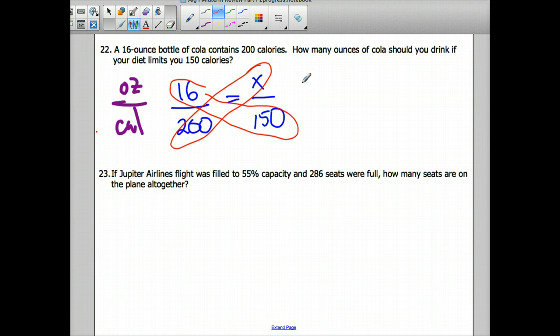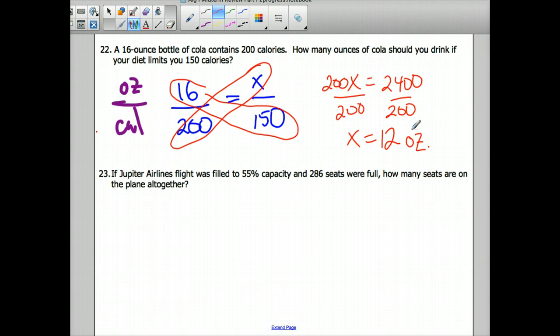and solve. So I have 200 times X equals 16 times 150, which is 2400. Divide each side by 200 for the X, and that gives us X equals 12, and in the context of the problem it's 12 ounces.